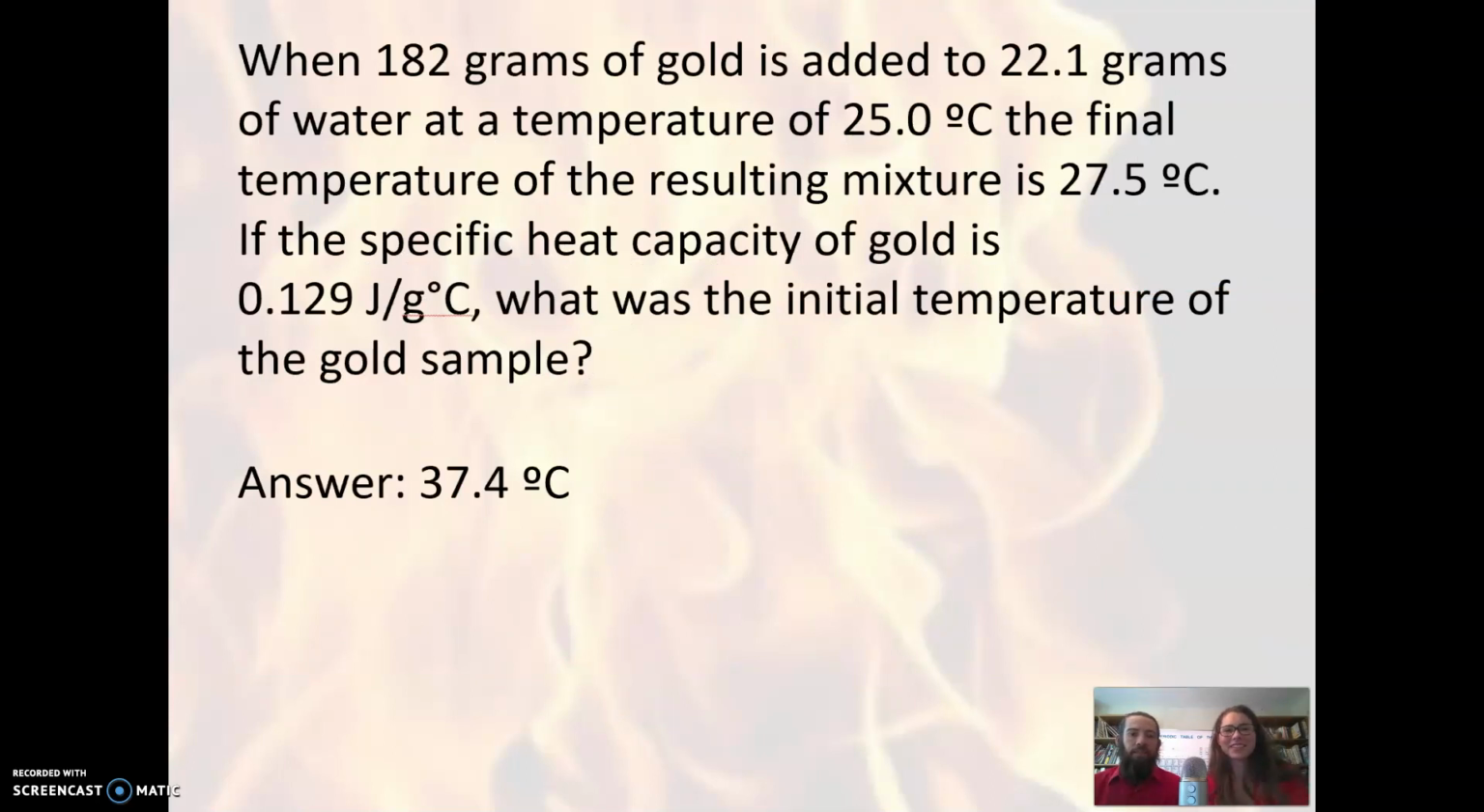All right, so there's your answer. Hopefully you were able to obtain that. If not, go back through and try to practice what we showed you.